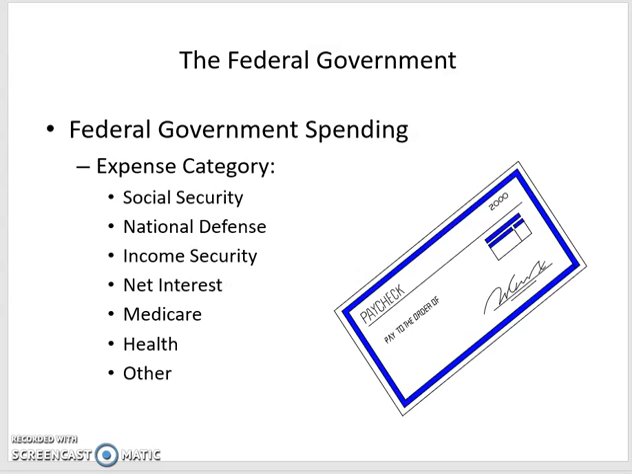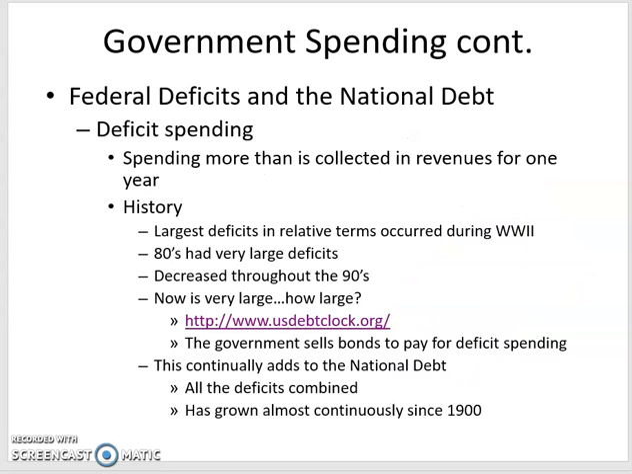What's the government spending its money on? Some things they're spending their money on: Social Security, national defense, income security, net interest on the debt. So the government owes a bunch of money, right? So they've got to pay that money back plus interest. So that's the interest they pay on the debt. Medicare, healthcare spending, stuff like that. You don't have to know any of these specific categories. It's just, if you're curious what the government spends its money on, that's what they're spending the money on.